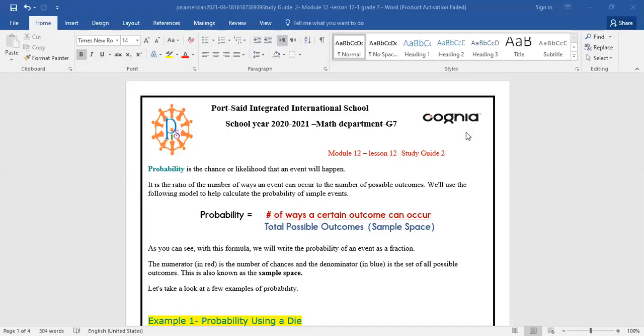Do you know about probability, grade 7? Probability is what? Probability is the chance or likelihood that an event will happen.